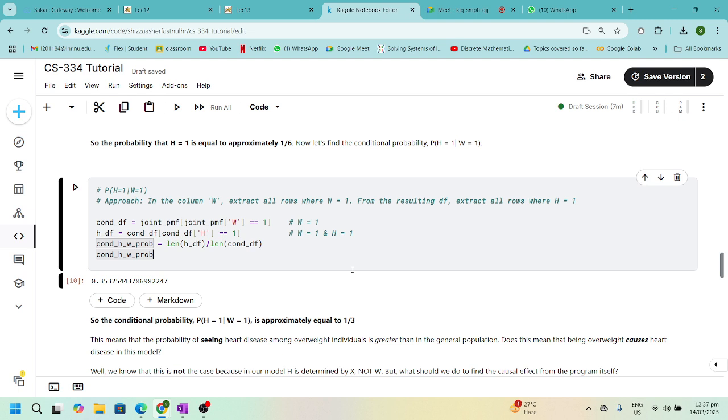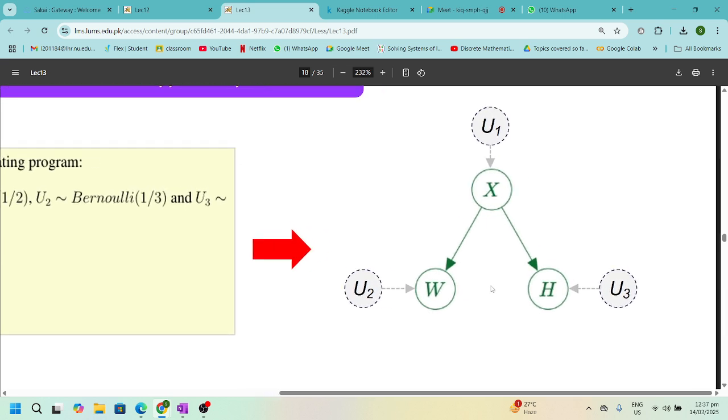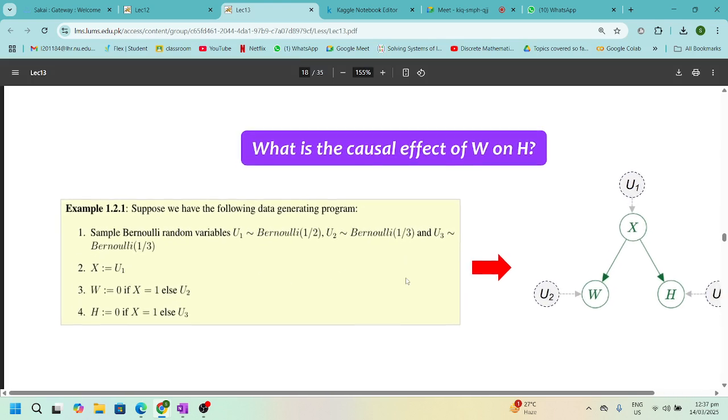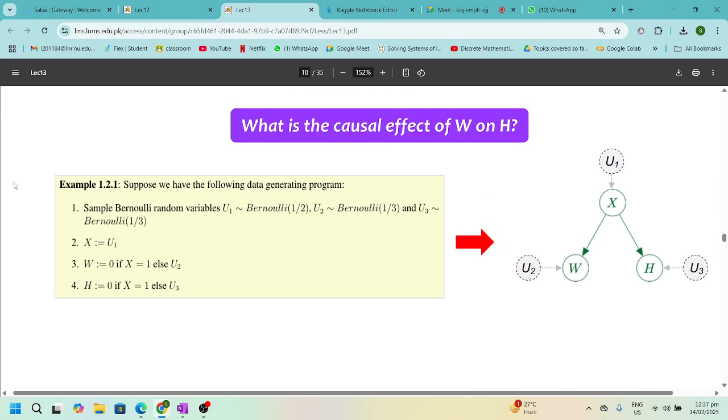However, using these two values, we cannot determine that, because the association that we have seen between W and H right now is not causal. And let me explain why that is not causal. If you come back to your graph over here, just using the initial graph that was mapped from the data generating algorithm, I haven't made an arrow from W to H, because I've only mapped these two arrows.